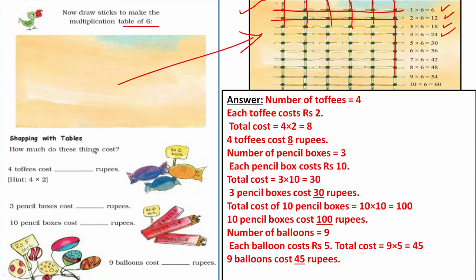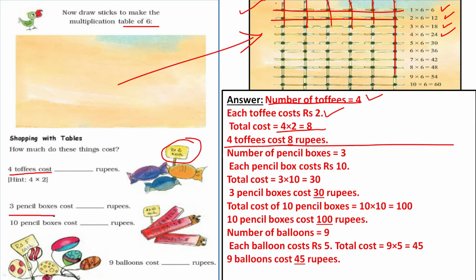How much do these things cost? 4 toffees cost dash rupees. One toffee is 2 rupees. The cost of one toffee is 2 rupees. So number of toffees 4. So total cost, 4 2s are 8. 4 toffees cost 8 rupees. 3 pencil boxes cost dash rupees. One pencil box is 10 rupees. So 3 pencil boxes, 3 10s are 30. So 3 pencil boxes cost 30 rupees.